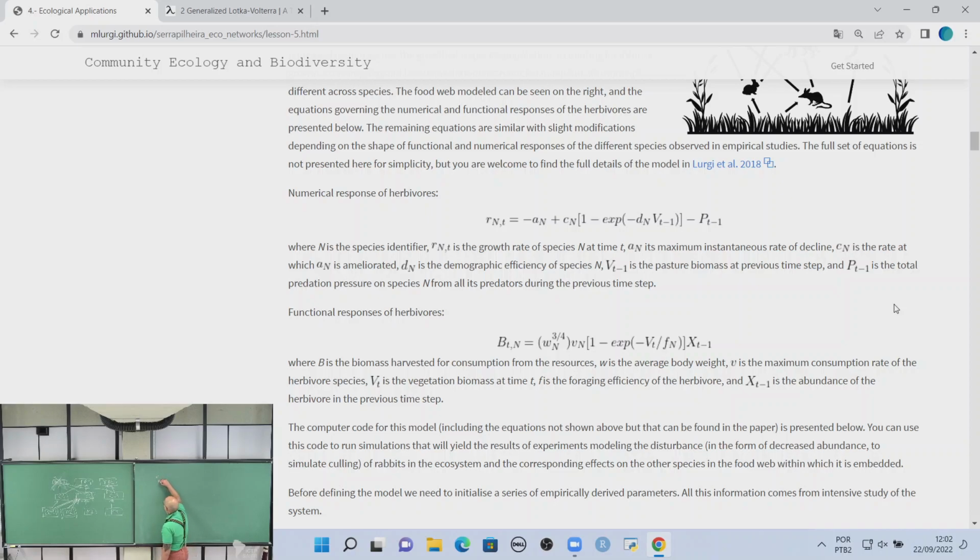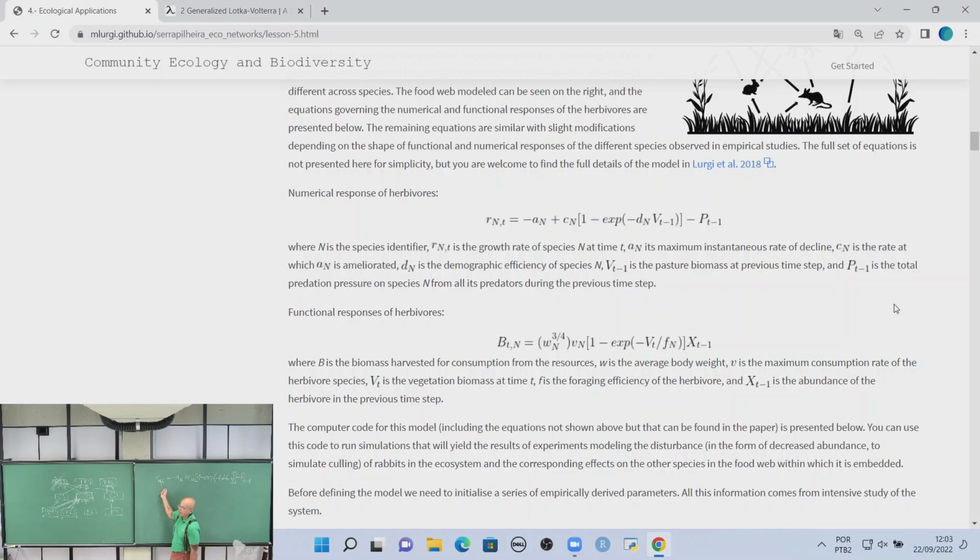So for example, we knew that the growth rate, or the numerical response, of each of our species behaved in this kind of way. This was for the herbivores in particular, but if you go to that reference there, you're going to find the same expressions for all of the other species in the food web. And as I said before, all of this has been fit from empirical data. All of the parameters in here come from specific observations of each of the species in the system. Here you have a natural rate of decline, which is A, and it's different for each of our herbivores. This function is slightly different for the predators.